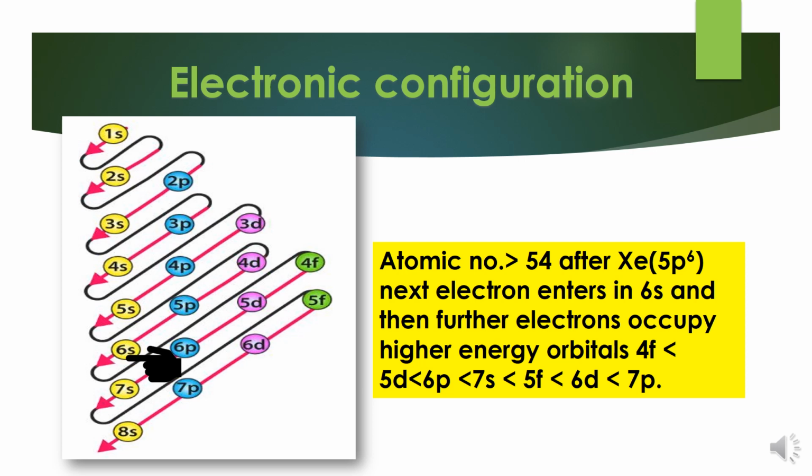So after filling of this 6s orbital, the next electrons will enter in 4f, then 5d, 6p, 7s, and then 5f, 6d, 7p accordingly. So up to 118 elements as discovered so far, the 7p orbital gets completely filled.